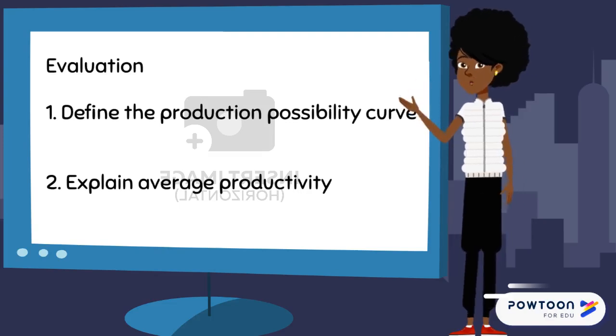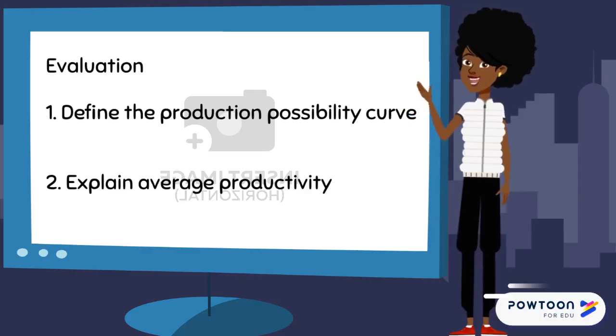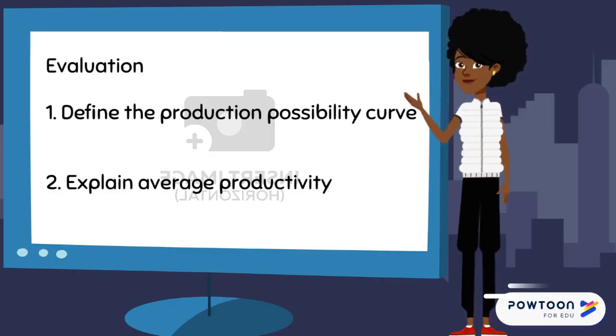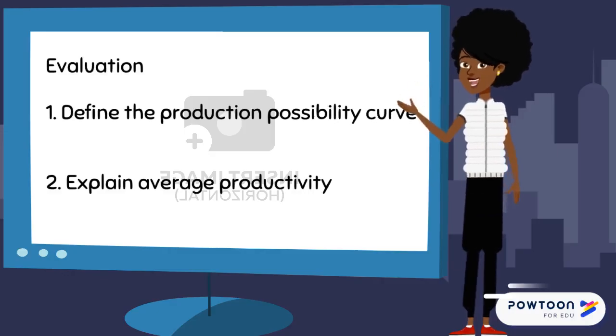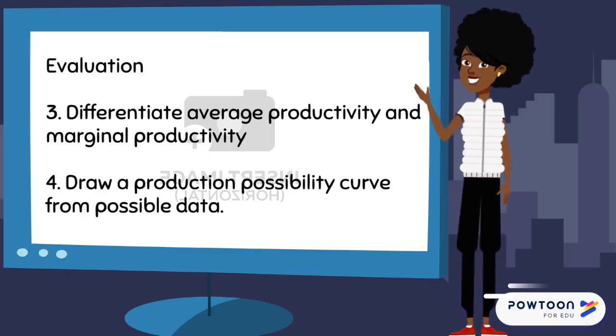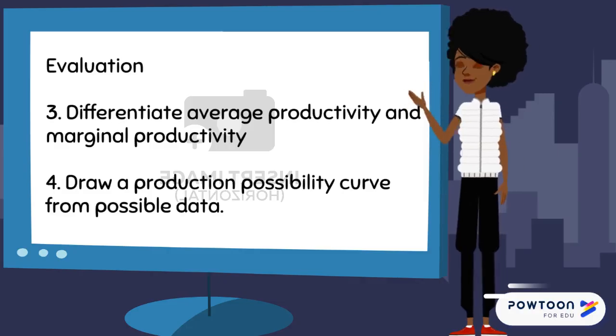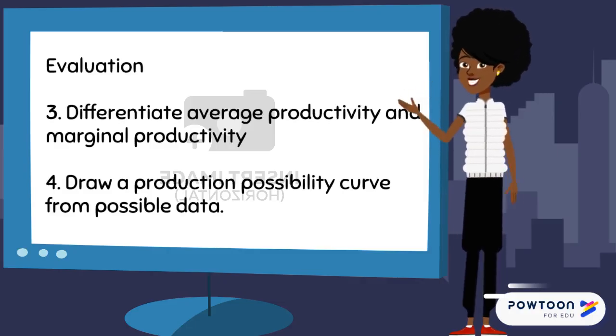Let's take these exercises. Number 1, define the production possibility curve. Number 2, explain average productivity. Number 3, differentiate average productivity and marginal productivity. And number 4, draw a production possibility curve from a possible table.